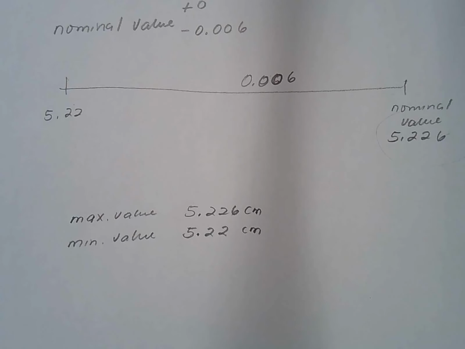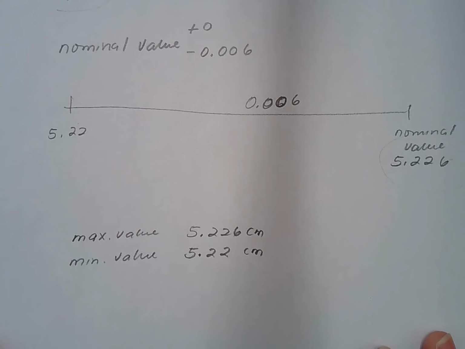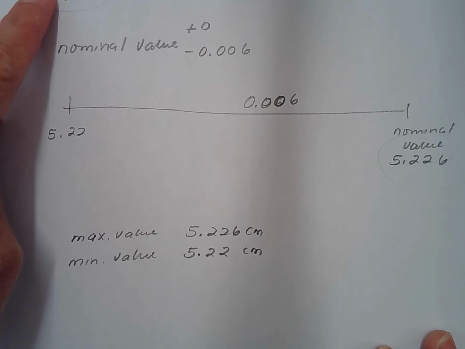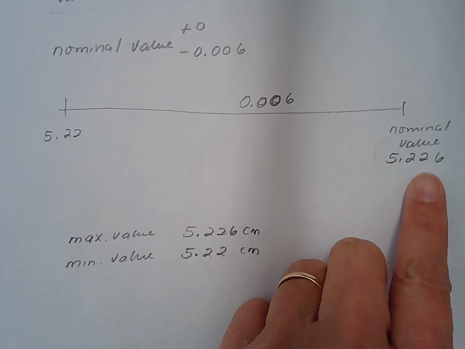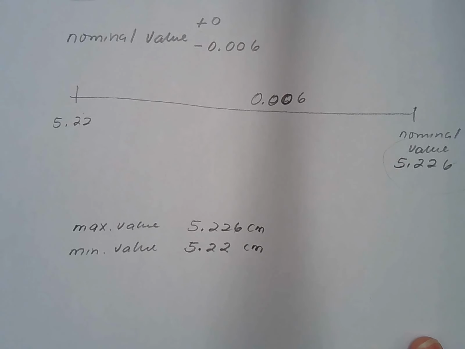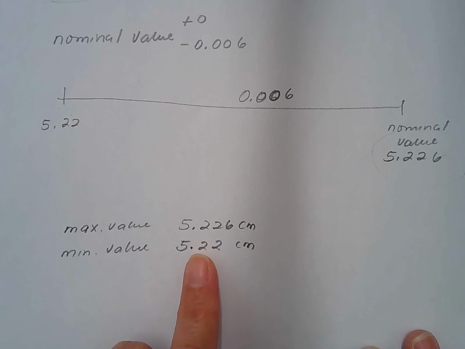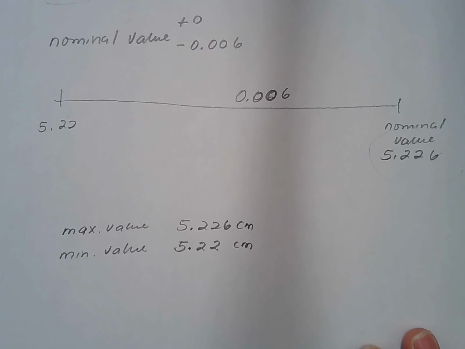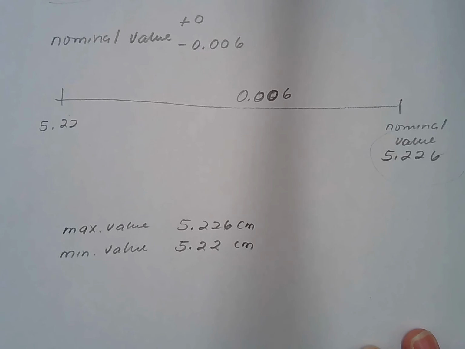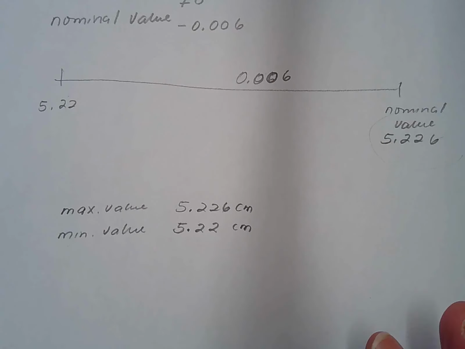So moving the nominal value around. The nominal value could be in the middle, the nominal value could be the minimum, or the nominal value could be at the end. Or just plainly saying max, min values. Is that okay?